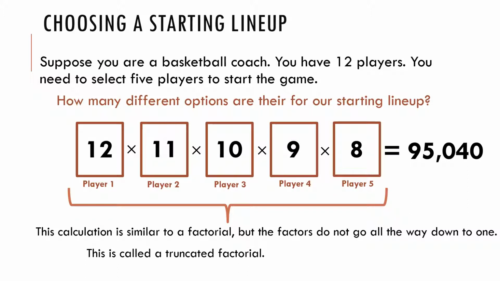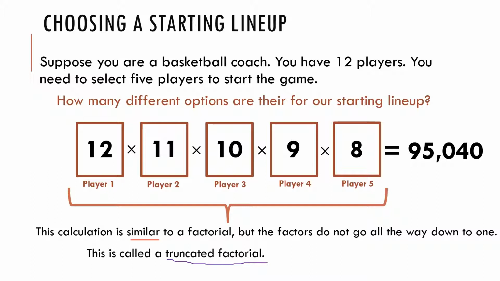Now, let me explain to you really quick why that last example that we did reminded me of a factorial. So here, when we were choosing a starting lineup, remember we did 12 times 11 times 10 times 9 times 8. That calculation was similar to a factorial, but we didn't multiply all the way down to 1. And this has a special name. It's called a truncated factorial. All right, so it's called a truncated factorial. So I just wanted to tell you why that last problem reminded me of a factorial.